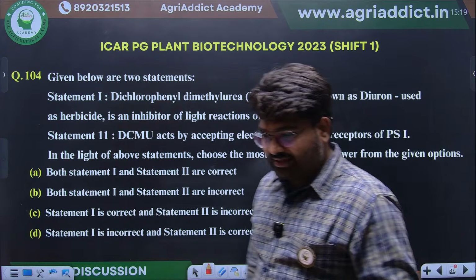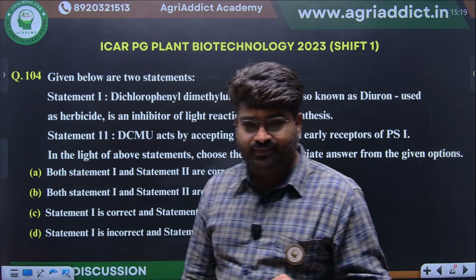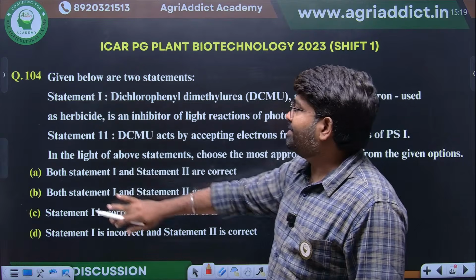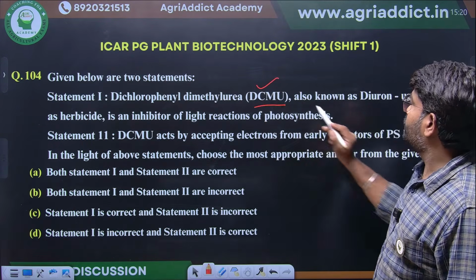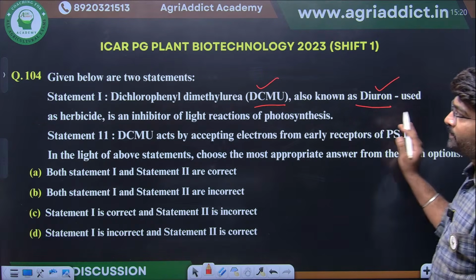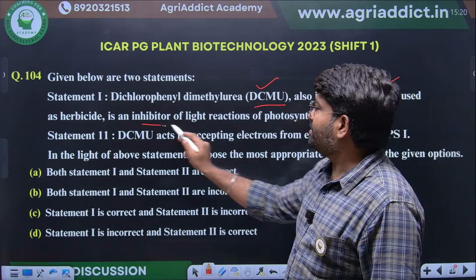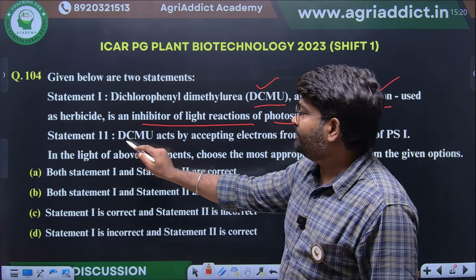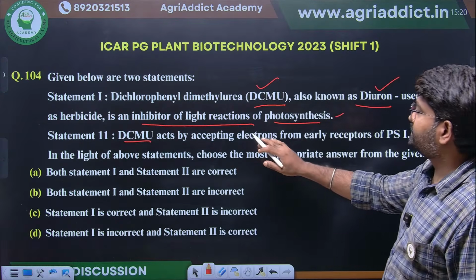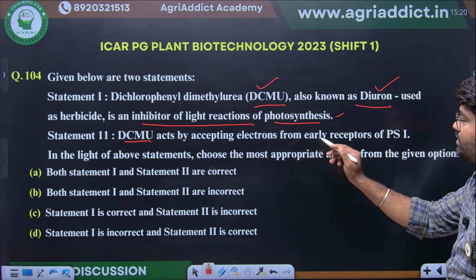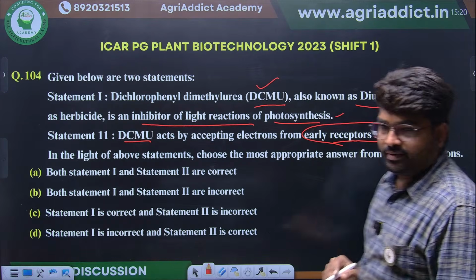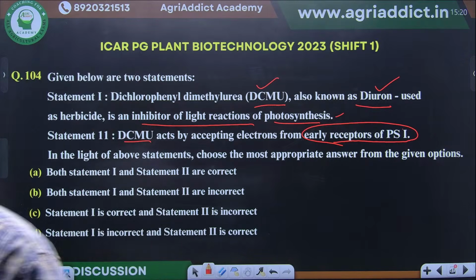Another important thing, they are asking from photosynthesis. This we have discussed in our class itself. Statement 1 they have given: DCMU, also known as diuron, is a herbicide, an inhibitor of the light reaction of photosynthesis. Statement 2: DCMU acts by accepting electrons from the early receptor of PS1. What will be the right option? This I have discussed in our lecture itself.